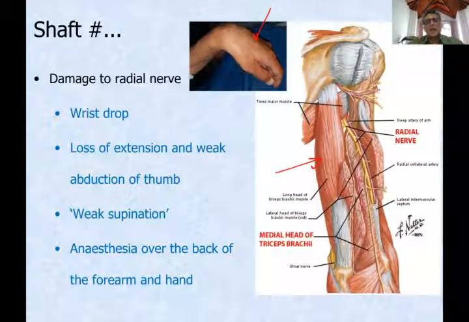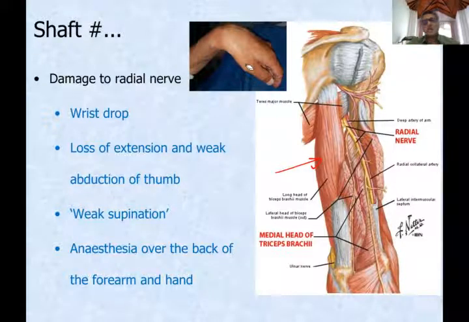It's flexed because of the unopposed action of the flexors. The flexor muscles are very strong, and they are supplied by the median nerve and ulnar nerve. They are unaffected in this case. Therefore, due to the action of the flexor muscles, you cannot extend the wrist, and it's kept flexed, which is called wrist drop. Remember this point.